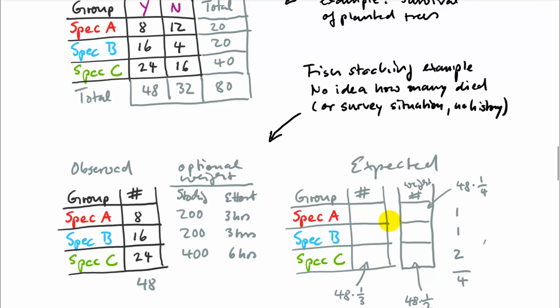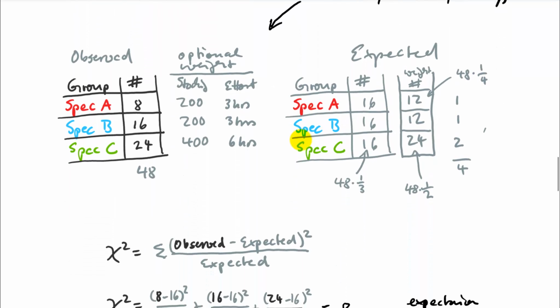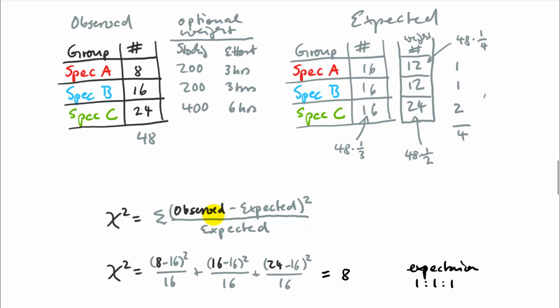So that would be 16, 16, and 16. Or if I do have a weighting factor, let's say this stocking level, so 2 to 2 to 4 or 3 to 3 to 6, that's also 1 to 1 to 2. So in that case, it would give me 12, 12, and 24, so twice as much as the others. And now I'm ready to do my chi-square test again.